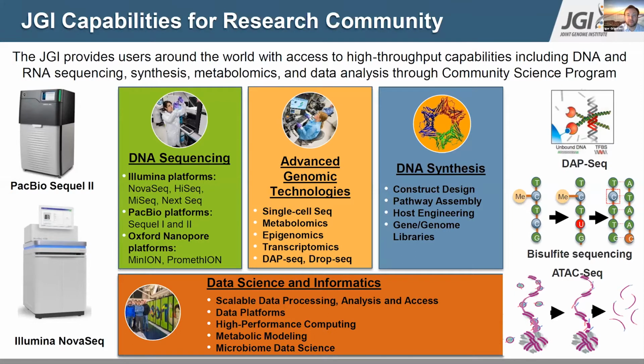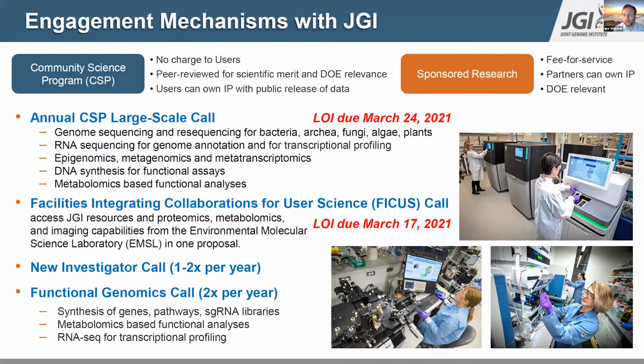For analysis of the data that JGI produces, we partner with NERSC Supercomputer Center to run our analytical pipelines on supercomputers. All these capabilities in various combinations are available to our users via our community science program. This community science program is the main gateway to JGI. There are four types of calls for proposals. Two of them are open right now, the annual large-scale call and FICUS call, joint call with JGI and EMSL.